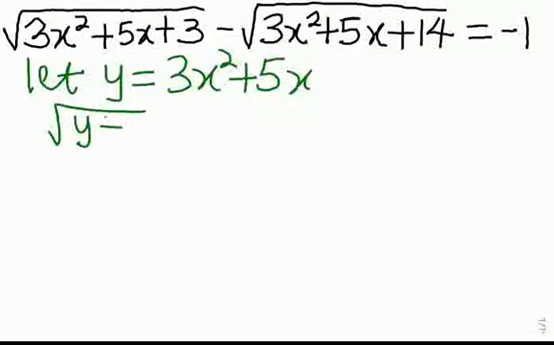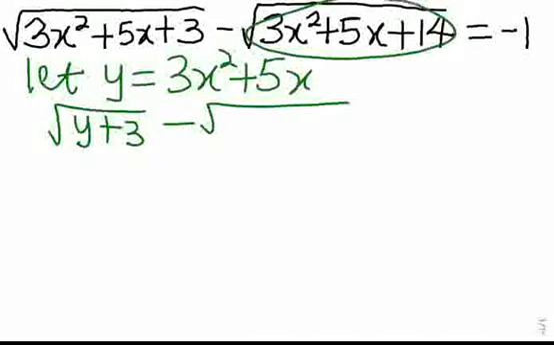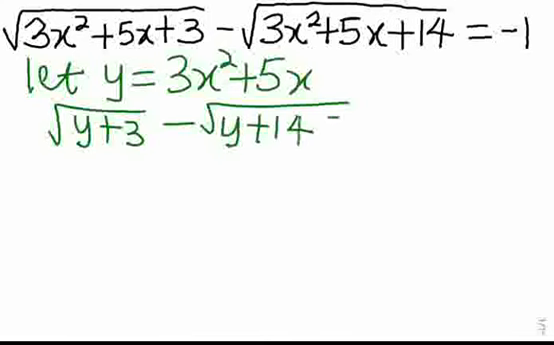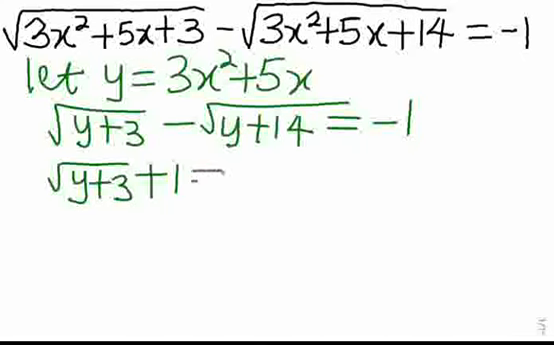Square root of y plus 3 minus the whole of these two becomes what? Square root of y plus 14, and this equals the minus 1 we have there. I am going to cross this minus 1 to the other side and this other square root to the right hand side. So that will leave us with square root of y plus 3 plus 1 equals square root of y plus 14. What do we do next?